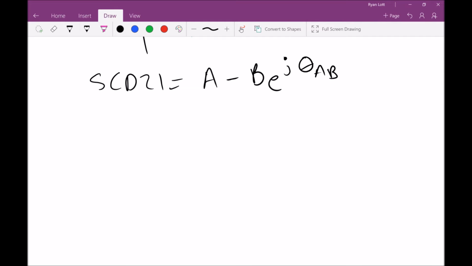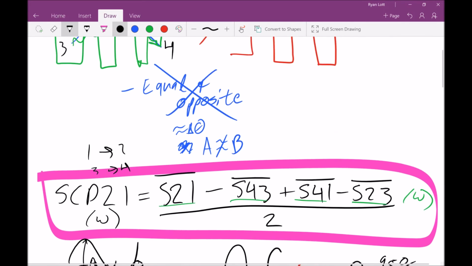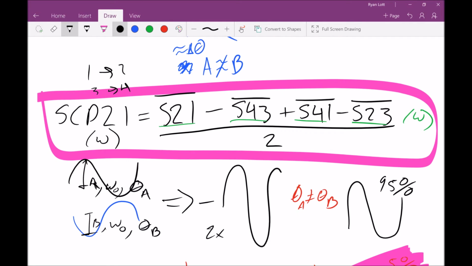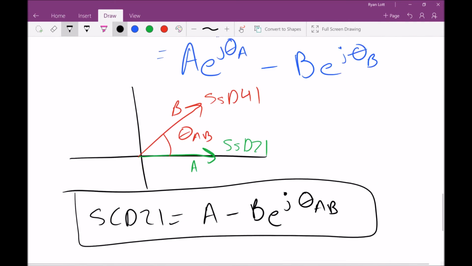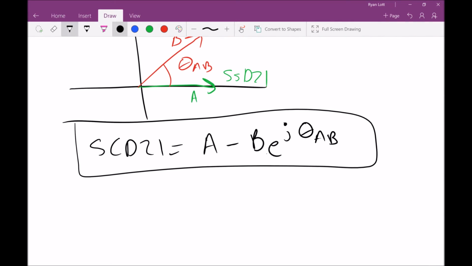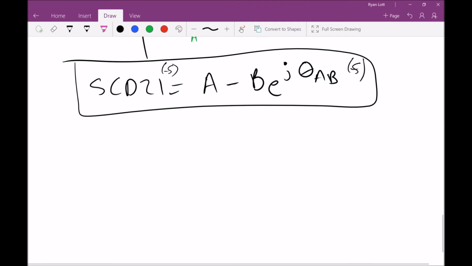So now we have simplified our analysis of SCD21. We went from a 4-variable formula right here down to a 2-variable formula where we only have one phase factor and 2 magnitude components. And again, these are functions of frequency. All these formulas apply to a specific frequency across an entire band.